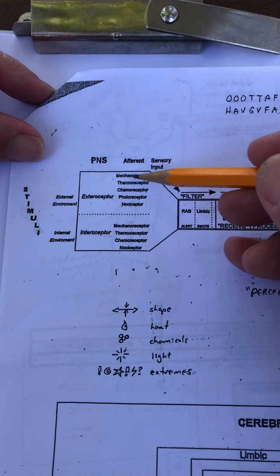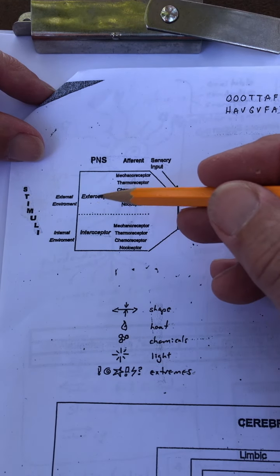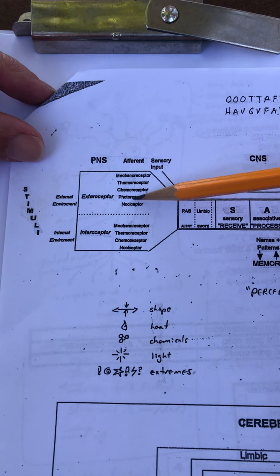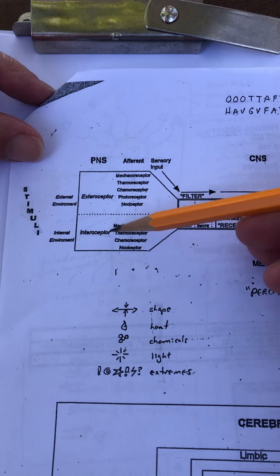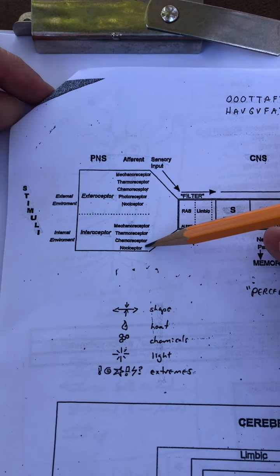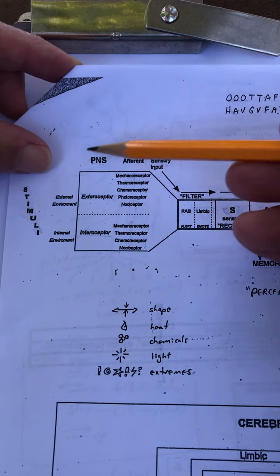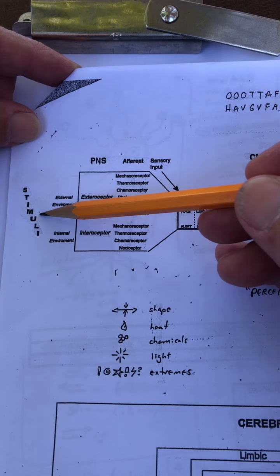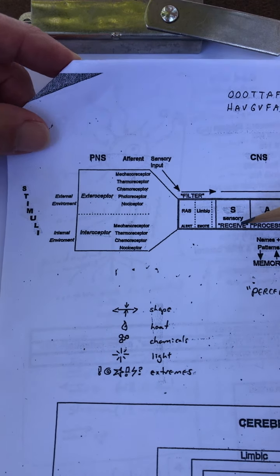All right. So again, a quick comparison here between exteroceptors, interoceptors, between mechano, thermo, chemo, photo, and nociceptors. Notice that when it comes to interoceptors, we don't have photoreceptors down here. It's dark inside. Next thing right here, all this information that's being gathered about stimuli, changes in the environment, can be sent towards the central nervous system.